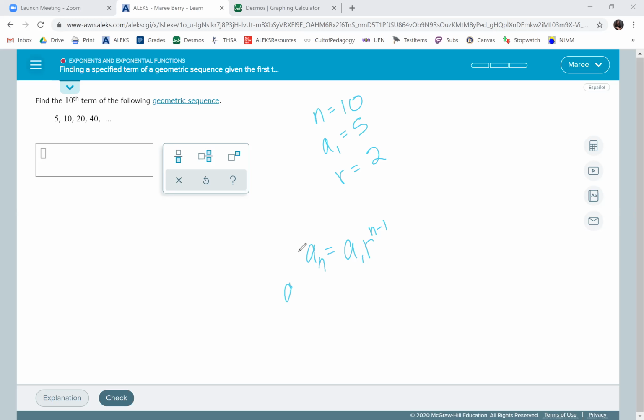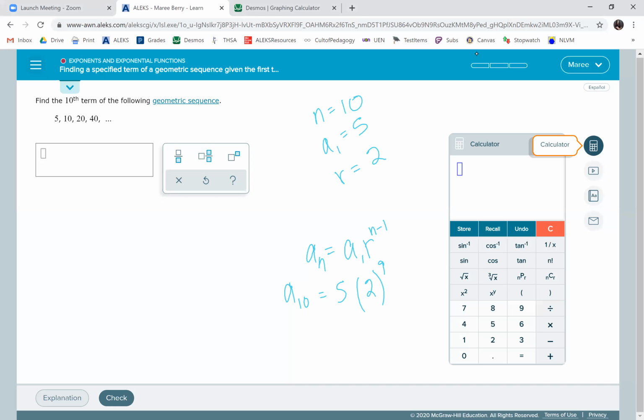So a sub 10, which is the 10th term, equals a sub 1, which is 5, times the common ratio, which is 2, raised to n, which is 10, minus 1 is 9. So we have to do 2 to the 9th. We have to do the exponent first. So 2 to the 9th, times 5. And it's 2,560. And that's what we write down.